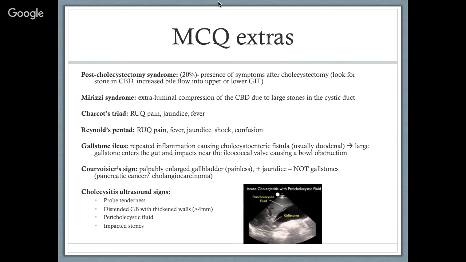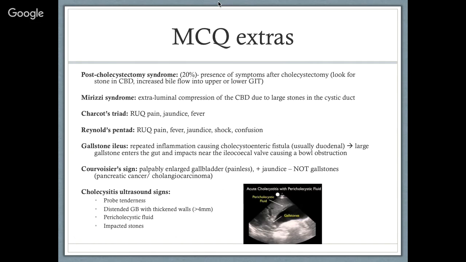And Courvoisier's sign, really important. It's a palpably enlarged gallbladder that's painless, and jaundice. So in that patient, you'd actually be thinking not gallstones because it's painless, and you'd be worried about cancer, so pancreatic cancer or cholangiocarcinoma.